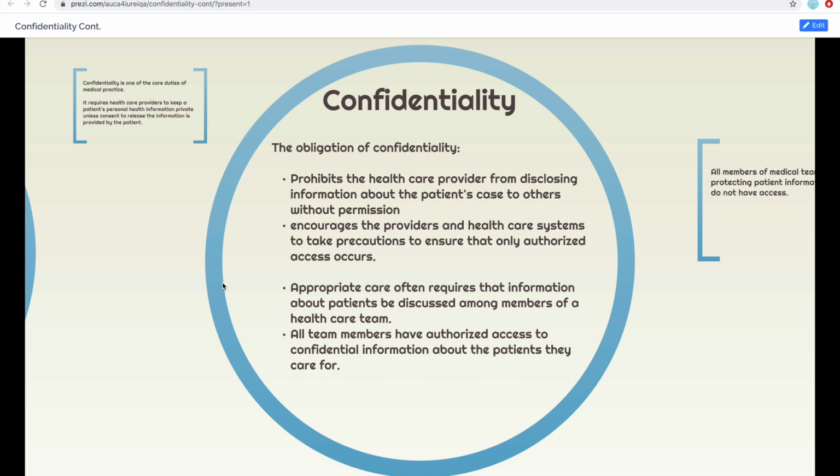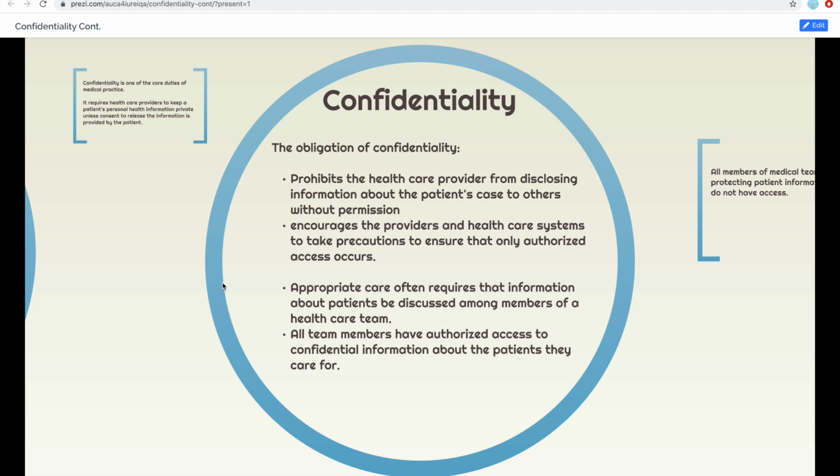So the obligation of confidentiality prohibits the healthcare provider from disclosing information without permission, which is what we just discussed. But it also encourages providers to take active precautions to ensure that only authorized access occurs. And so in addition to the basic mandate to not disclose information, the principle of confidentiality also includes a mandate to take steps to ensure that others cannot access said information.